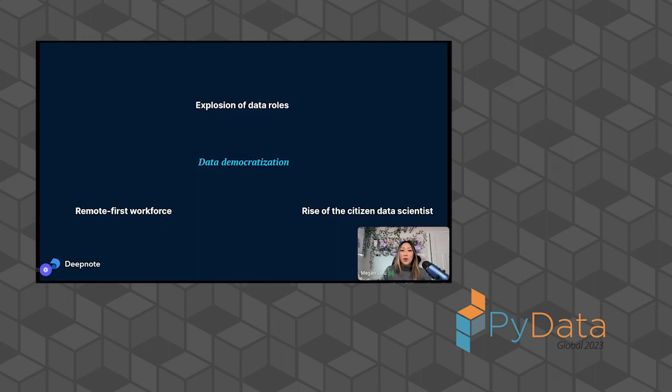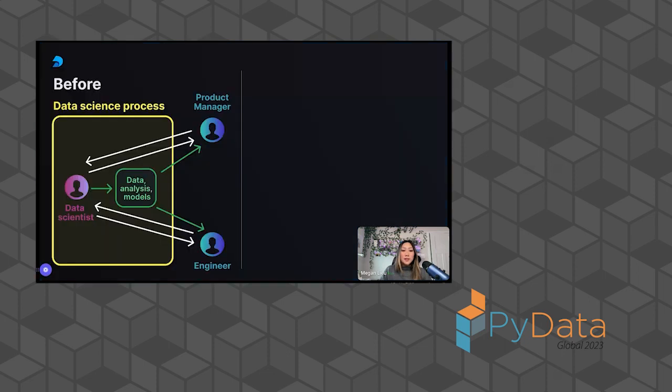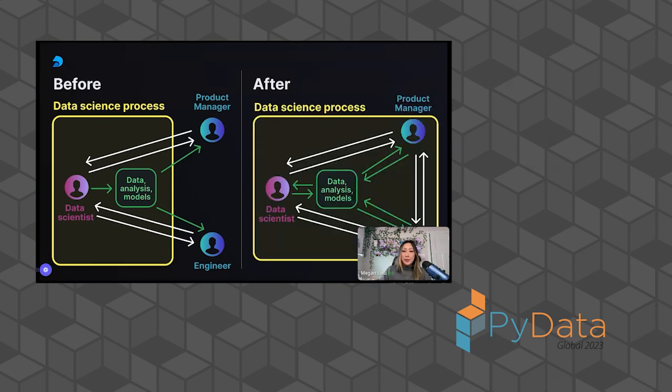And at the center of all three of those major movements that were going on is data democratization. We saw data democratization as the key difference between this state where the data science process only involves those who are considered pure data scientists, and this after state where you are involving the people who are outside of that traditional data org, and this is where the citizen data scientists come in.